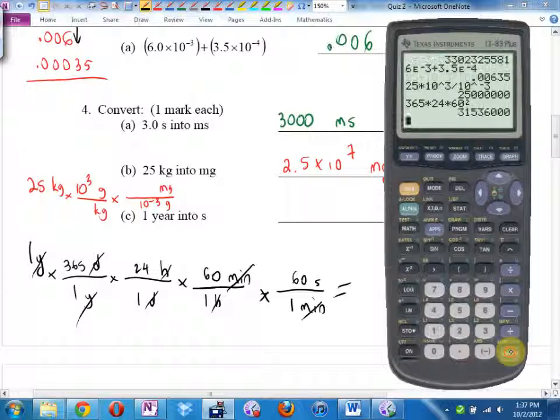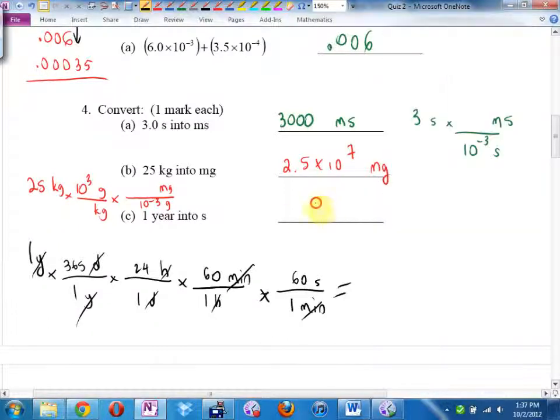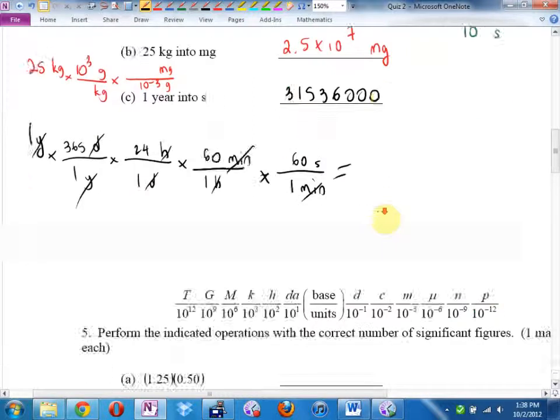Do you get 31,536,000? I didn't say in terms of sig figs what to round off to in this section. So if you did 3.15 times 10 to the whatever, I'll take that too. But this I'll write out because it's a final answer. On that note, turn the page.